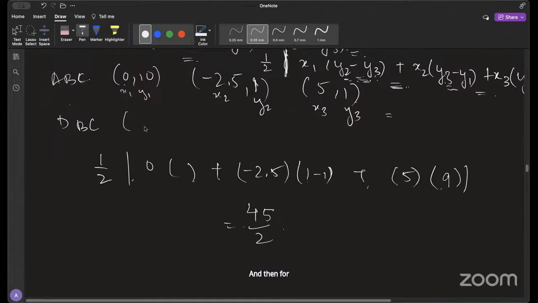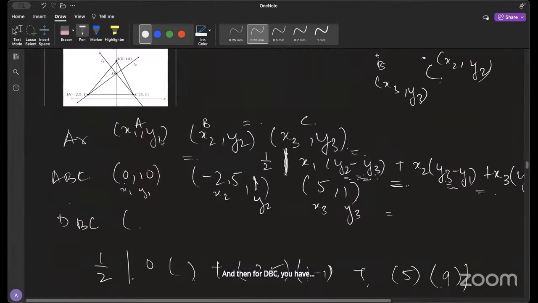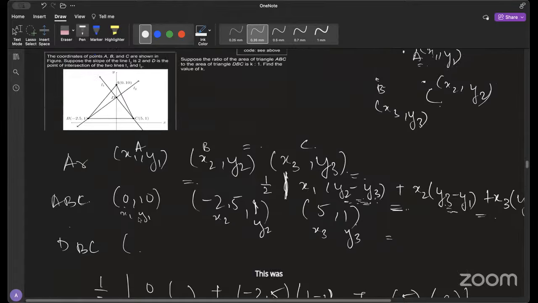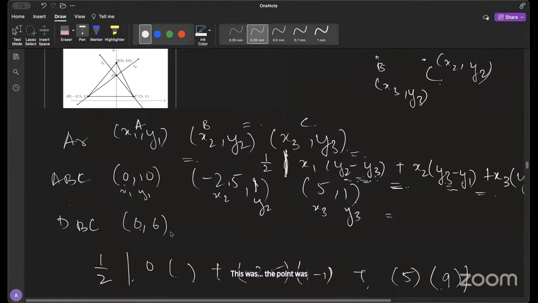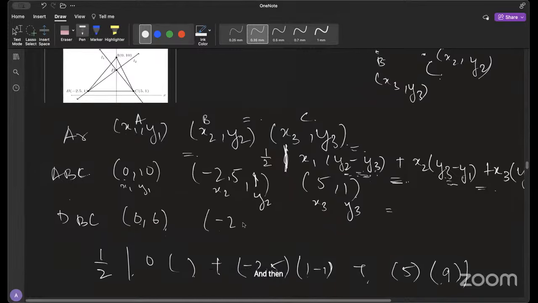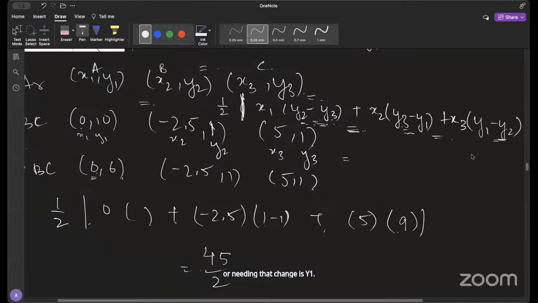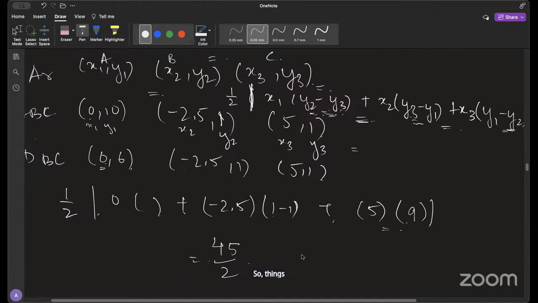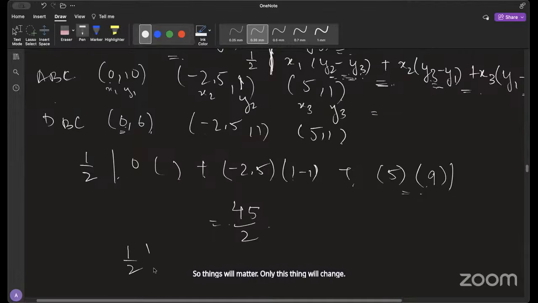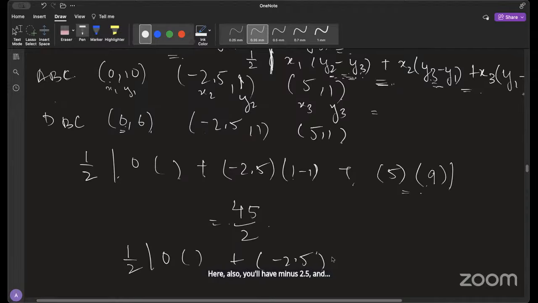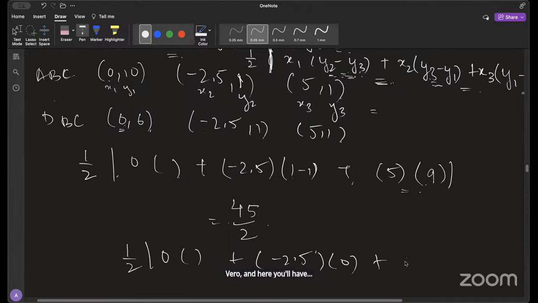And then for DBC, you have the D point, which was 0, 6, I guess. So the only thing that changes here is because your x1 hasn't changed, only thing that's changed is y1. And y1 you're using here, so things will matter. Only this thing will change. Here you will still have a 0. Here also you'll have minus 2.5 and 0. And here you will have 5.